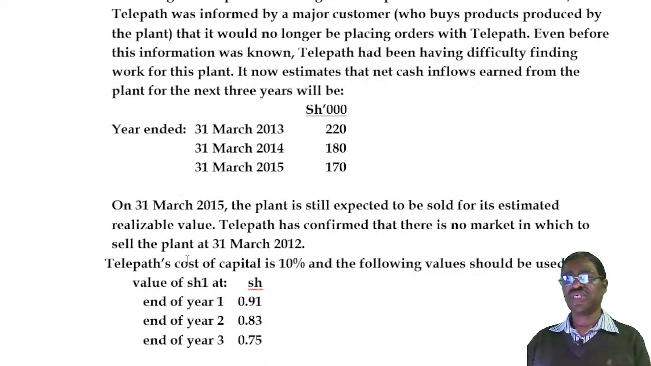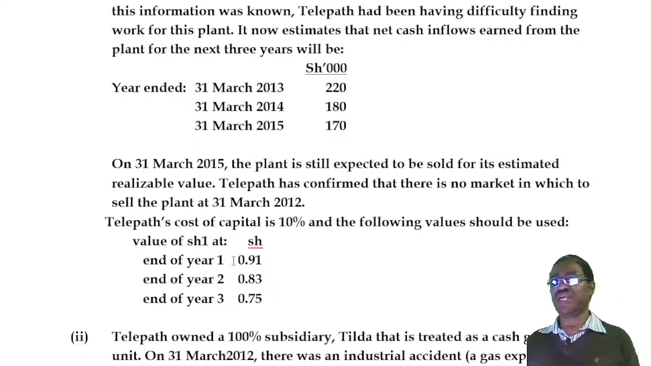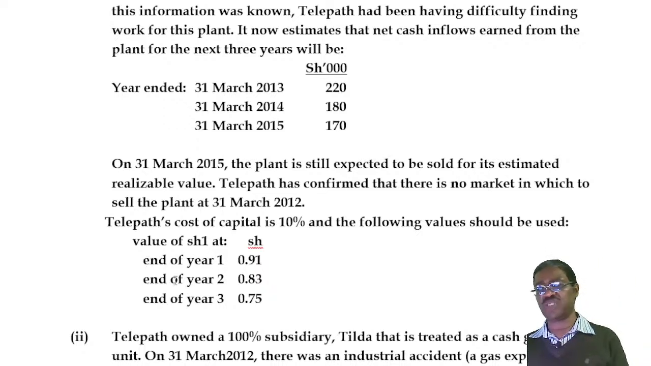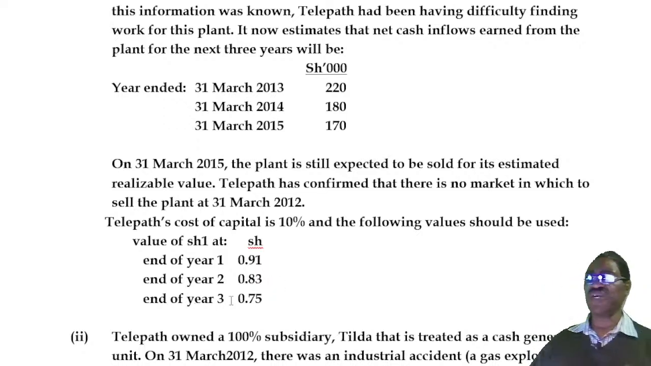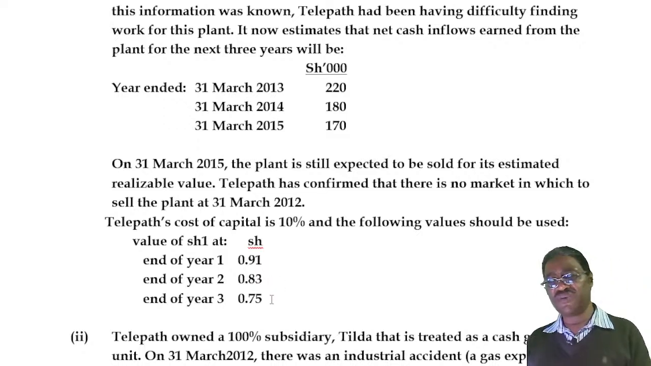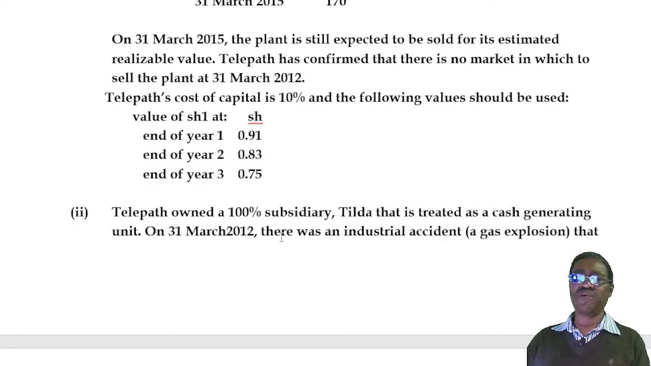Then you are told Telpath's cost of capital is 10%, and the following values should be used. You are given the value of 1 shilling. At the end of year 1, it is 0.91. By end of year 2, that is 0.83. By end of year 3, it is 0.75. So those are the discounting factors the examiner has given you at a cost of 10%. Okay, good. That's number B1.